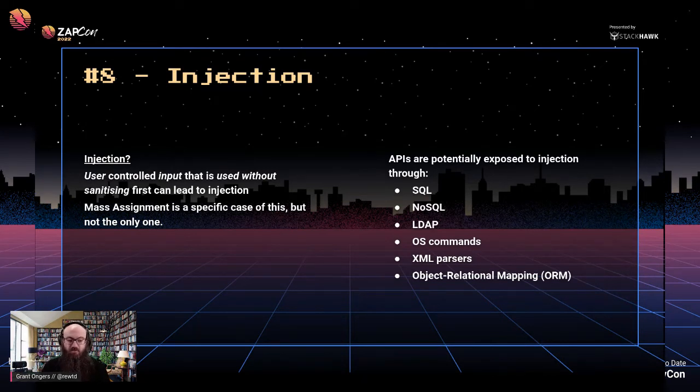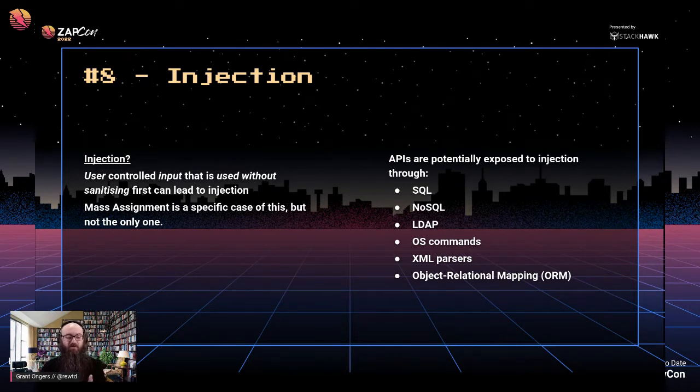APIs are potentially exposed to injection attacks because they have SQL backends or no SQL backends, because they talk to LDAP, or because for some reason they do something with OS commands. Any APIs that do that are scary in and of themselves, but I've seen them. Or they parse XML, which, strangely, in the ironic sense of the word, a lot of APIs do.